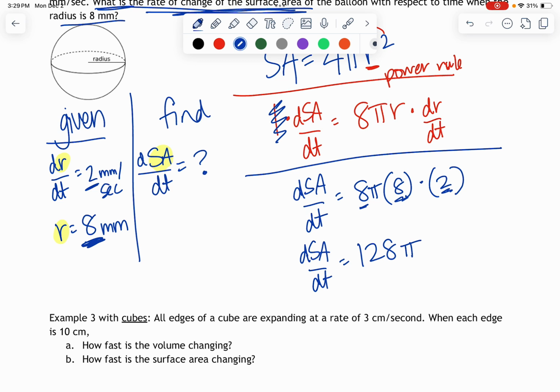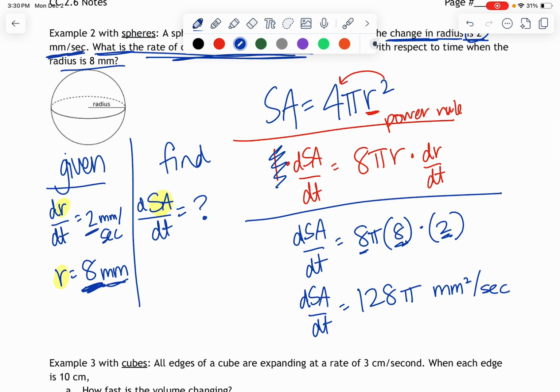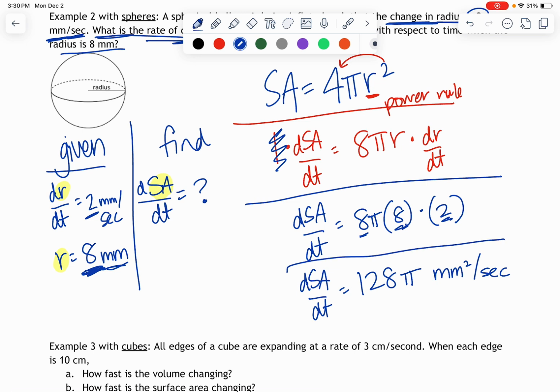Surface area is an area, it's 2-dimensional, and since I'm working in millimeters, I would say millimeters squared per second. And again, that's using millimeters up here and seconds, and then doing millimeters squared because area has 2 dimensions.